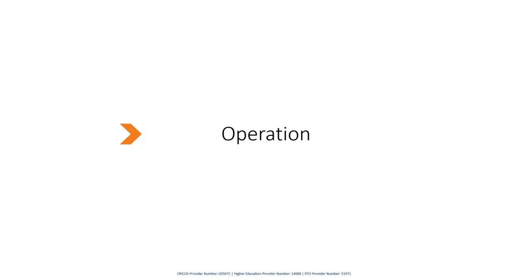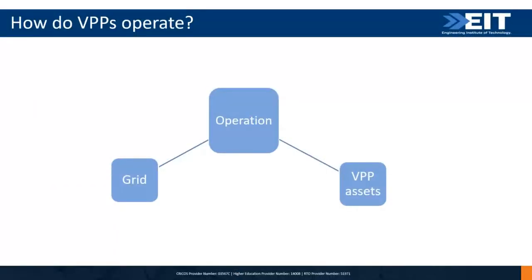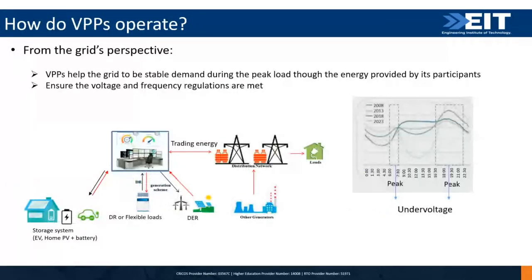Now, in the following slides, I'll talk about how VPPs operate and what the role of the VPP operator is. The VPP operation can be discussed from two perspectives. One is from the grid perspective, and one is from the assets perspective. From the grid perspective, the VPP is to help the grid be stable, especially during the peak time or peak demand.